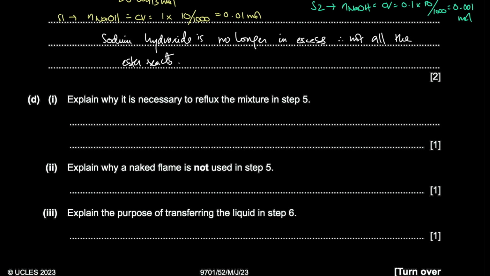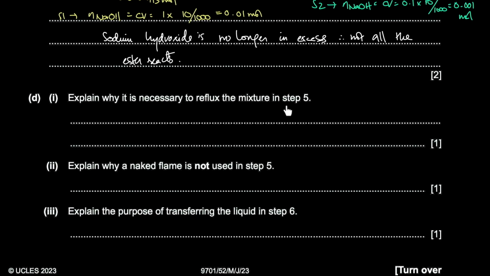D part 1 says explain why it is necessary to reflux the mixture in step 5. When we say reflux, why is it necessary to heat the mixture under reflux? Now, the purpose of a reflux condenser is that it basically allows us to heat the contents of the flask without the contents of the flask escaping.